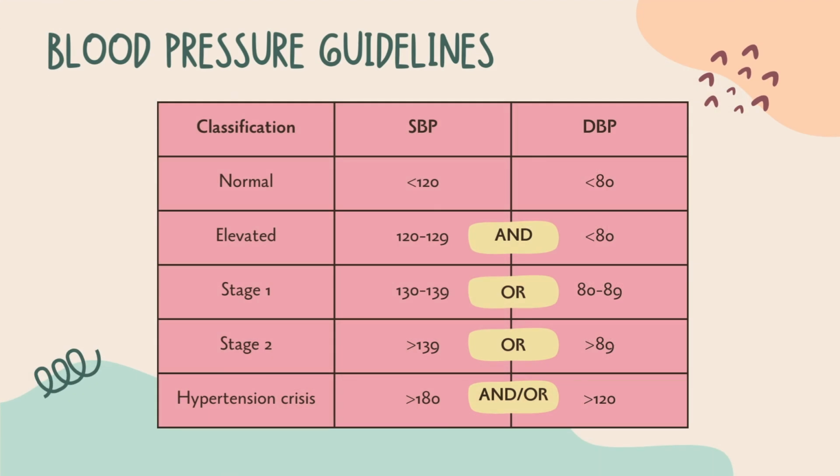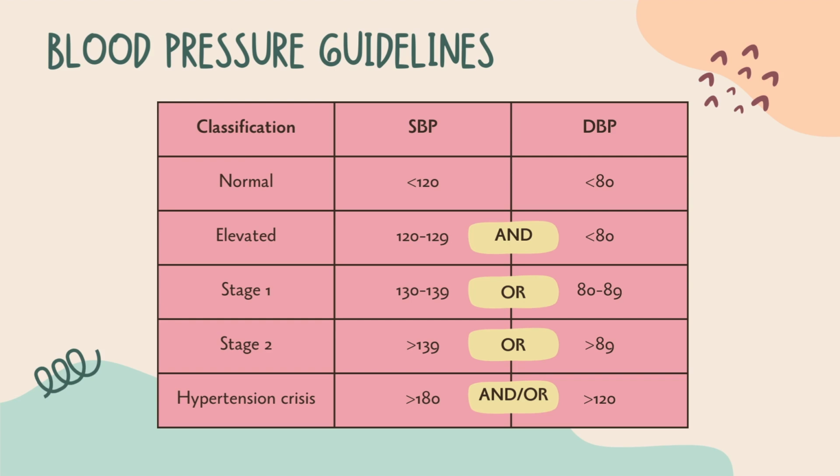Here is the chart for the new blood pressure guidelines. So you really need to be careful about the "and" and the "or". Normal blood pressure would be less than 120 and less than 80. Elevated would be systolic blood pressure 120 to 129, diastolic blood pressure still less than 80. So you have to have less than 80 diastolic blood pressure to be elevated.